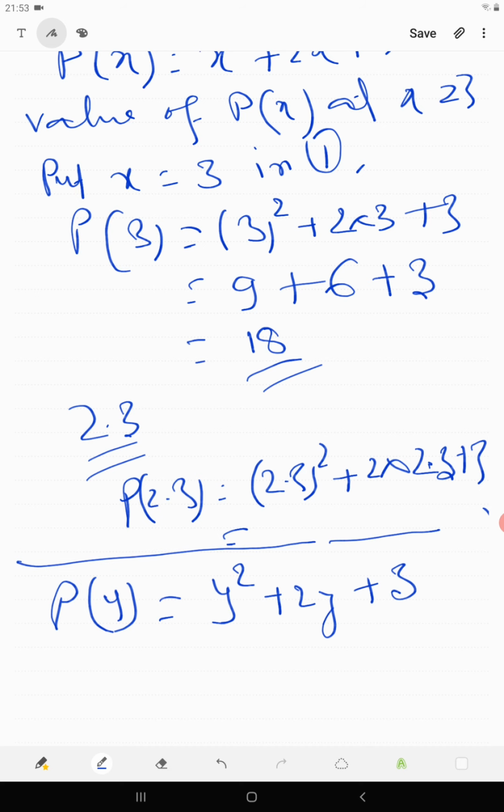For example, if I have told you for x, that doesn't mean the polynomial cannot be in any other form. It can be in any form. It can be in x form, it can be y form, a, b, c to z, any form. The polynomial can be represented in any form.